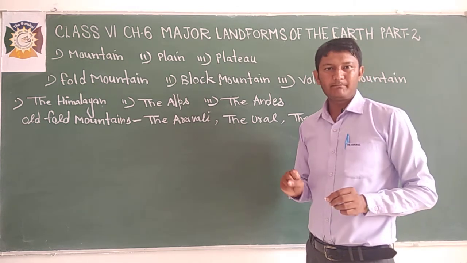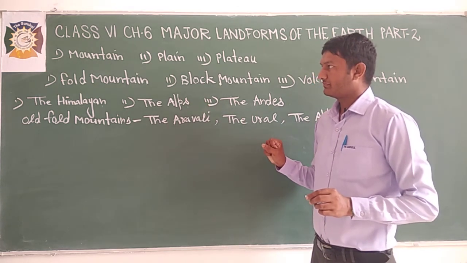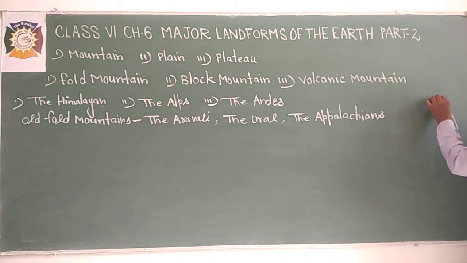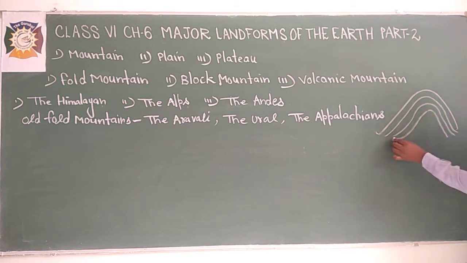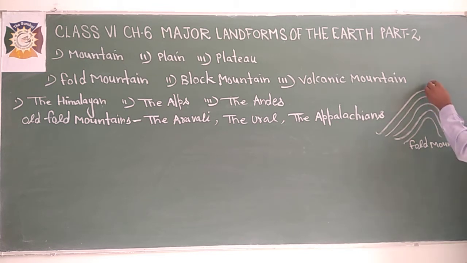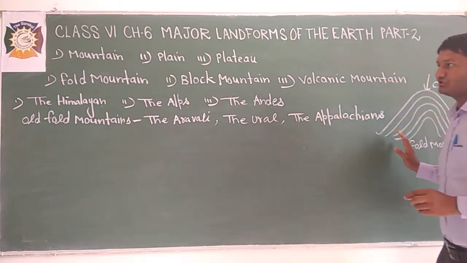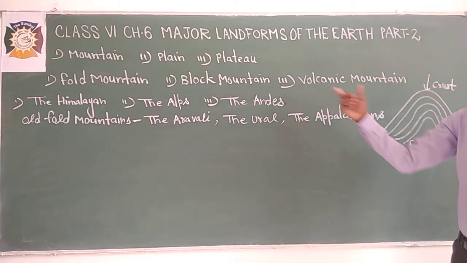As we were talking about the young fold mountain, what is the structure of these mountains? Let's see here, dear students. Suppose this is the structure of the mountain. One after another, layers are formed in this mountain. That is why this is known as fold mountain. This is an example of the fold mountain. This is known as the crust layer. So in this way, it led to the formation of the fold mountain.